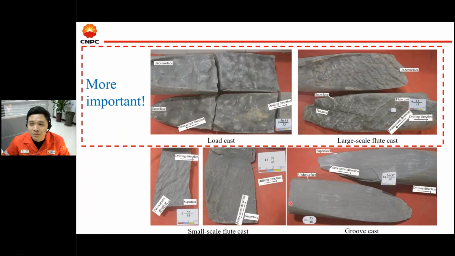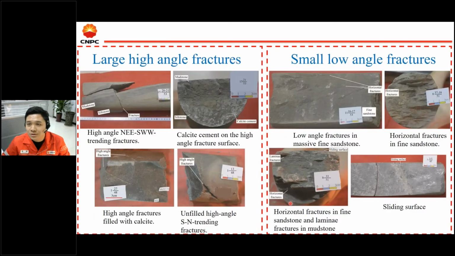In addition, there are two main kinds of fractures in the core. Large high-angle fractures are often filled with calcite, and small low-angle fractures are often developed in the massive sandstone, distributed along the lithology interface.